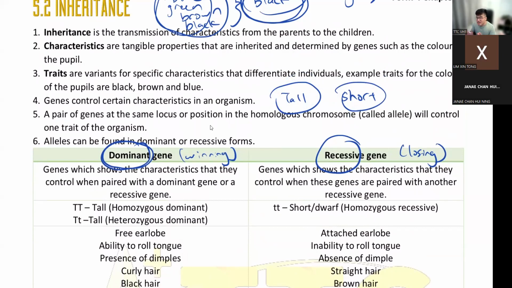So who determines which characteristic is not just your mom or dad. Sometimes they say your eye follows dad, your hair follows mom. No, it's not like that. It's see who is the dominant. The dominant will always win. I don't care if it's your mom or your dad. If your dad gives you dominant, your dad's wins. If your mom gives you dominant, your mom's wins. So see who's the dominant. Dominant is always the winning one, for sure.